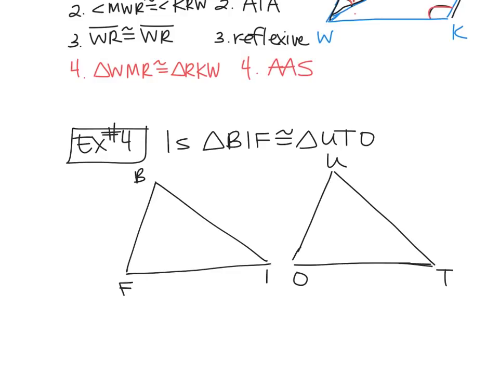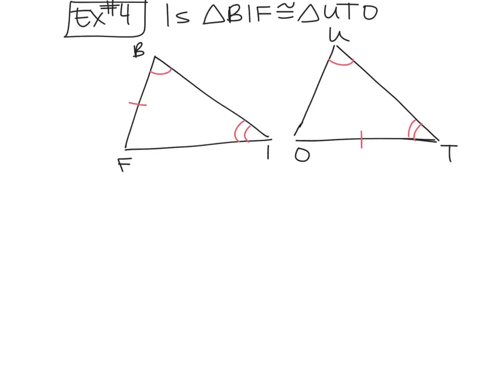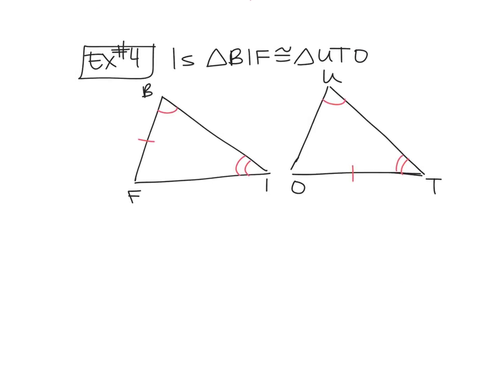We know that angle B is congruent to angle U. We know that angle I is congruent to angle T. And we know that BF is congruent to OT. I didn't draw that very well. Okay, so the question is, are those two triangles congruent?